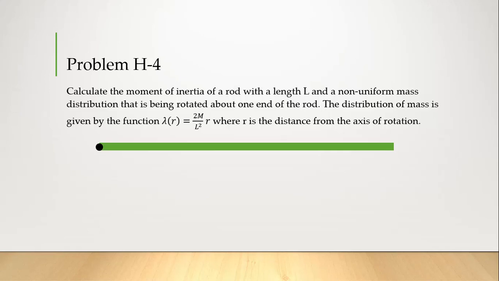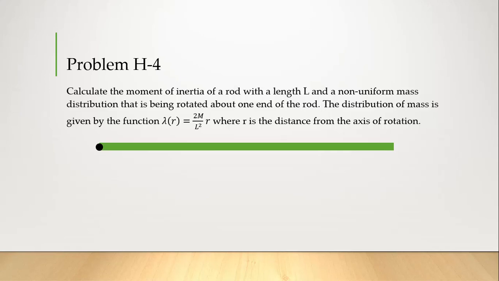But let's throw something in there to make it a little more fun and a little more challenging. Let's say we want to calculate the moment of inertia of a rod with length L that is not uniform. So the mass distribution is not uniform, but the distribution of mass is known as a function lambda of r equals 2m over L squared times r, where r is the distance from the axis of rotation.